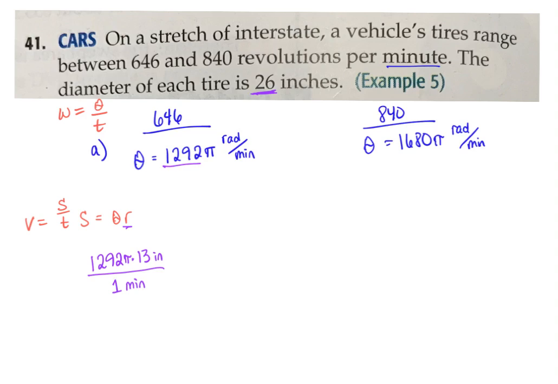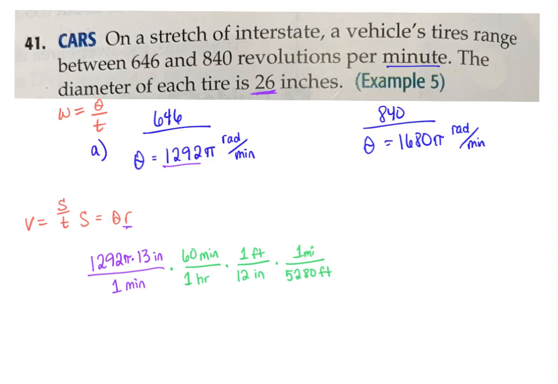Let's start with the minutes and change those to hours. How many minutes are in an hour? 60. So 60 minutes per 1 hour. And I'm going to walk through from inches to feet to miles. How many inches are in 1 foot? 12. So I'm going to do that conversion. And then how many feet are in 1 mile? 5,280 feet.